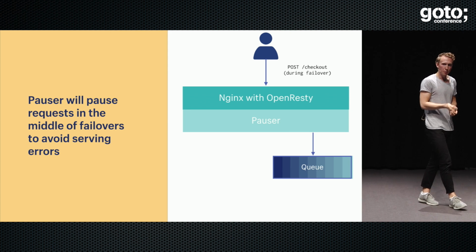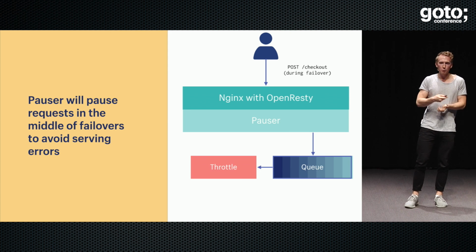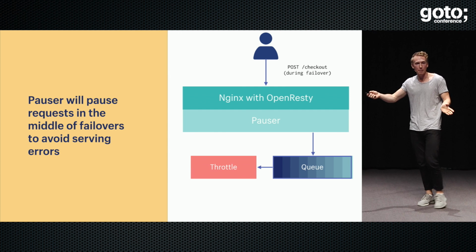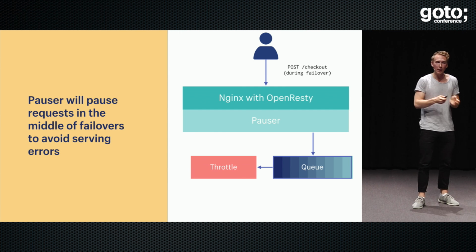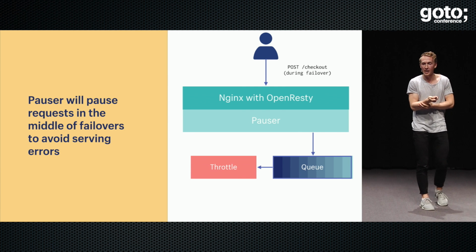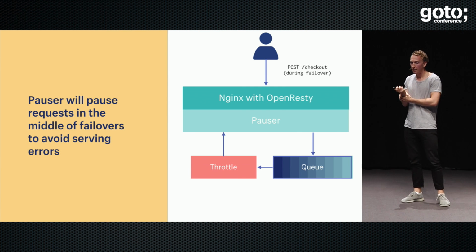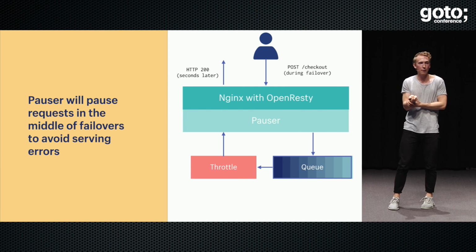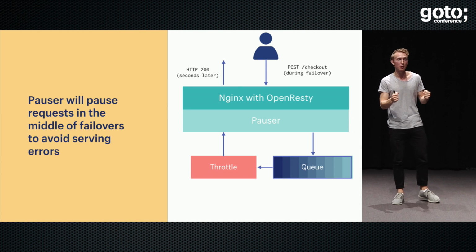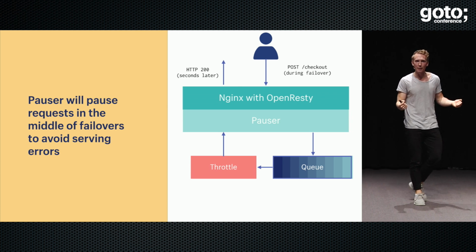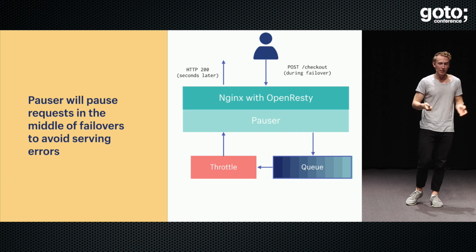So we add them into a queue. We drain that queue from a throttle to avoid too many people coming in at the same time, and the throttle is, of course, disabled while we're failing over the region, and the MySQL has not failed over yet. Then the pauser will finally give you an HTTP 200 response later. So instead of giving you this dreaded error page when you've entered in your credit card details, you're just waiting 5 seconds. This works now, and it's in production for us.